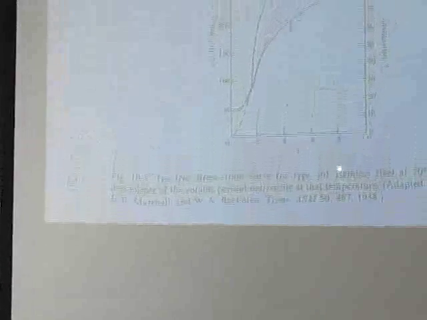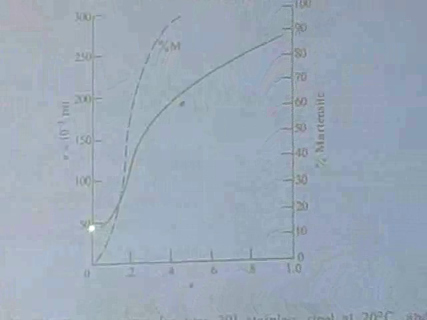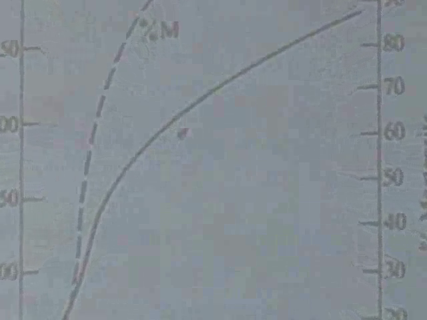This is actually a 301 stainless. This is out of Backofen. This is the stress, 50 KSI yield stress, and then, boy, look at this work hardening rate. It will go up above 200 KSI, and this percent M is the percent martensite. 301 stainless steel is a TRIP steel, transformation induced plasticity. So it goes from face-centered cubic non-magnetic to body-centered cubic ferromagnetic.